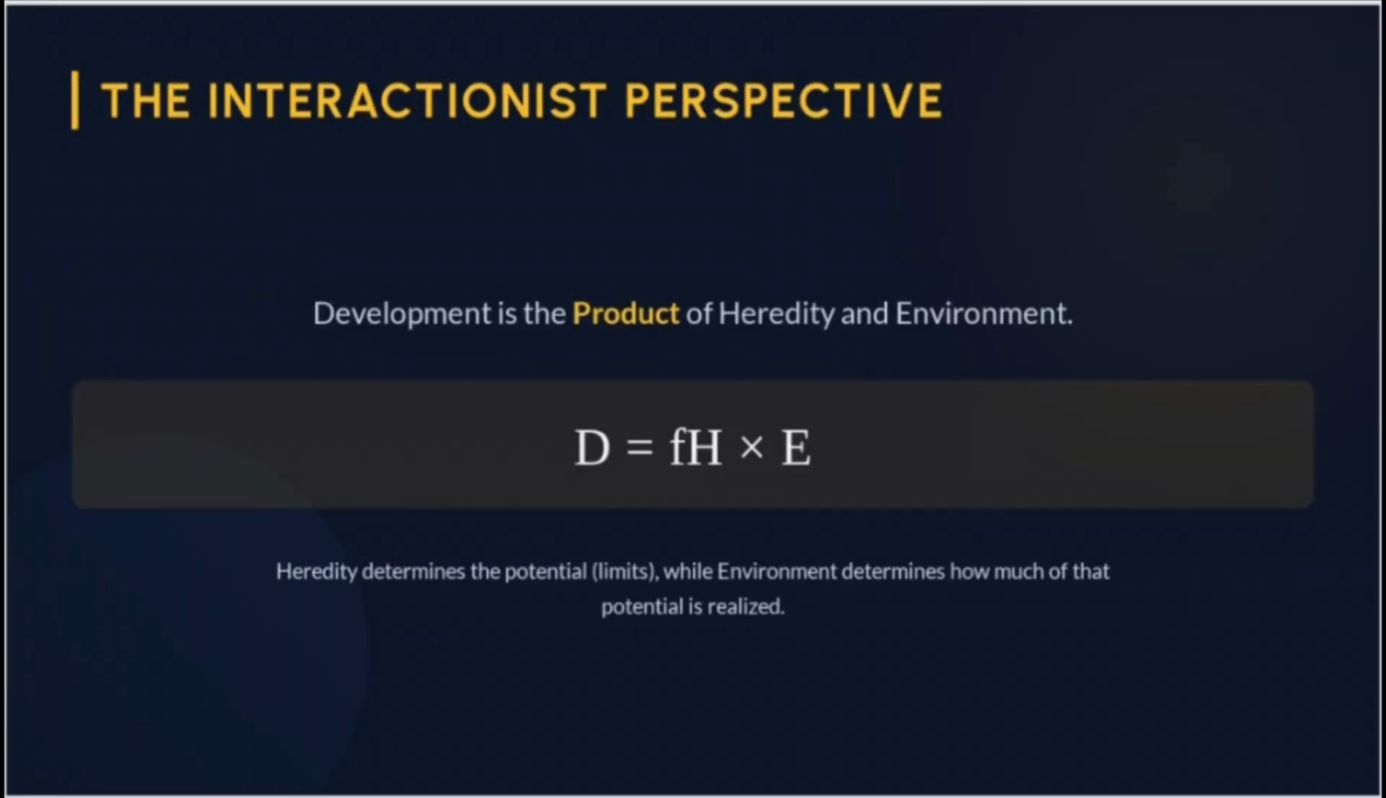This is the most crucial slide for your exam. In the past, scientists argued about which mattered more. Today, we know development is a continuous, complex interaction of both. Remember this famous formula? Development is a function of heredity multiplied by environment. Okay? They are not added, they are multiplied. Heredity gives you the boundary, but the environment decides exactly where you land within those boundaries.